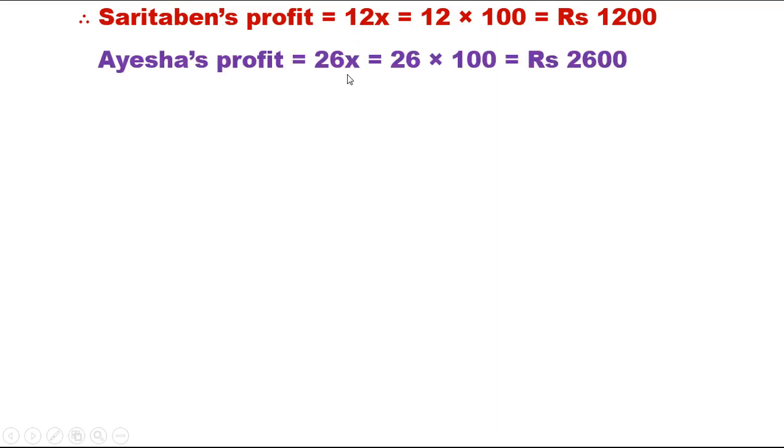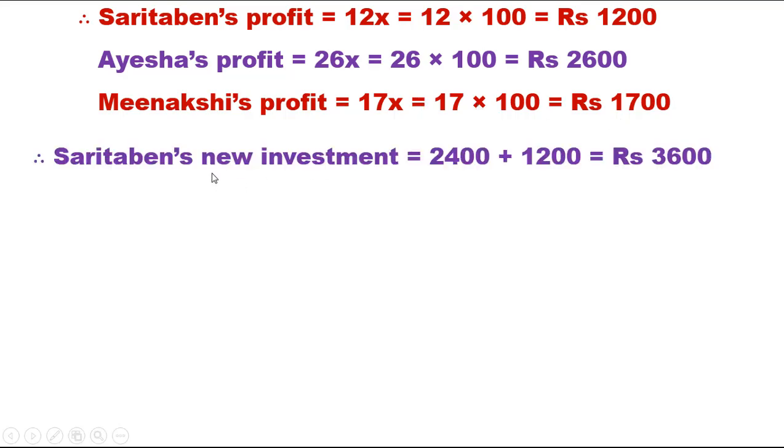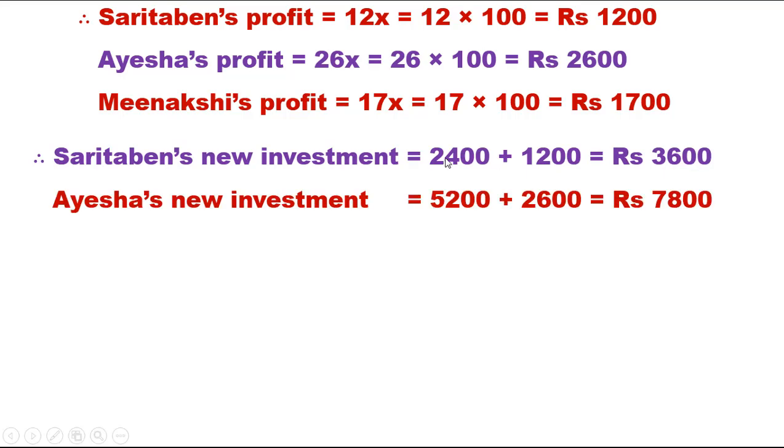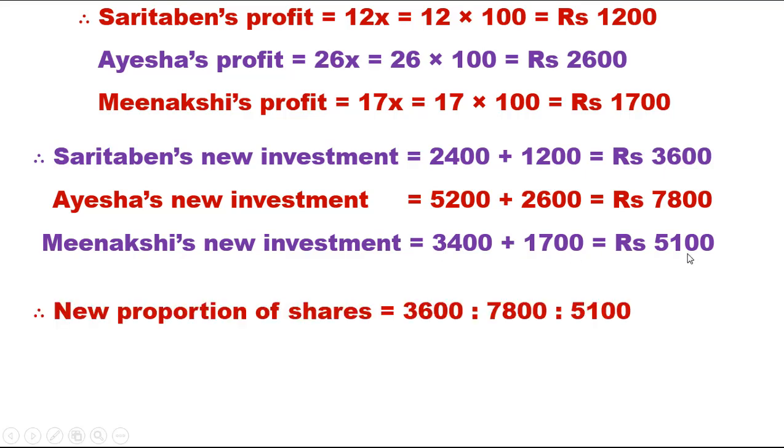Aisha's profit is equal to 26x, 26 into 100 is equal to 2,600. Meenakshi's profit is equal to 17x, 17 into 100 is equal to 1,700. Sarita Ben's new investment is equal to 2,400 plus 1,200 is equal to 3,600. Aisha's new investment is equal to 5,200 plus 2,600 is equal to 7,800. Meenakshi's new investment is equal to 3,400 plus 1,700 is equal to 5,100.